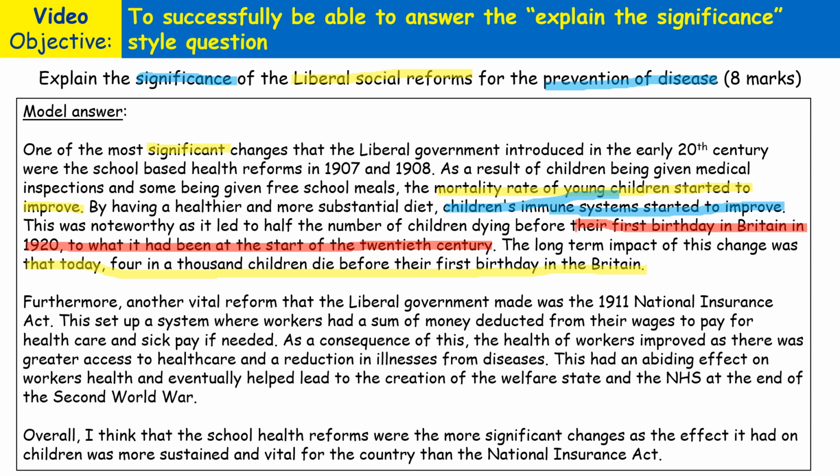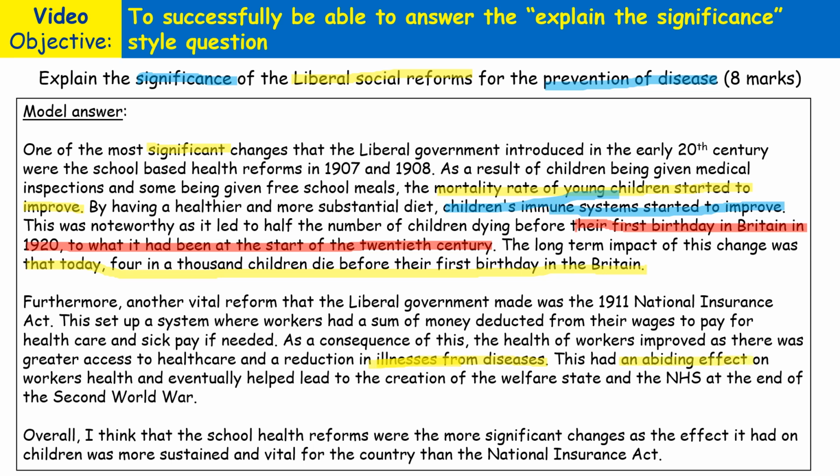Then, as I mentioned in my top tips, we've got to write 2 paragraphs. So we started off by saying, furthermore, another vital reform that the Liberal government made was the 1911 National Insurance Act. This set up a system where workers had a sum of money deducted from their wages to pay for healthcare and sick pay if needed. As a consequence of this, the health of workers improved as there was greater access to healthcare and a reduction in illnesses from disease. So again, we're addressing the question in this part of our answer. This had an abiding effect on workers' health and eventually helped lead to the creation of the welfare state and the NHS at the end of the Second World War. So here again, we're referencing the long-term impact of a liberal reform.